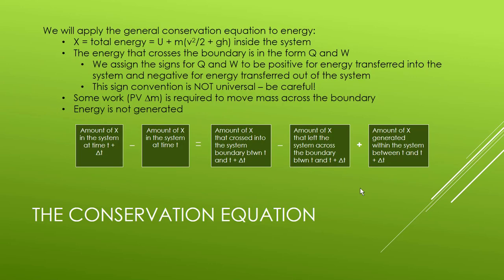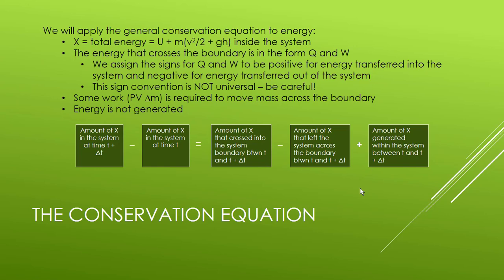In the last lesson, we looked at the conservation equation. And we said that for some quantity x, we could do a general balance. In this case, we're going to apply this to energy. Inside the system, this x is the total energy in the system, which is the combination of internal energy, kinetic energy, and potential energy. The energy that crosses the boundaries will be the form Q and W.